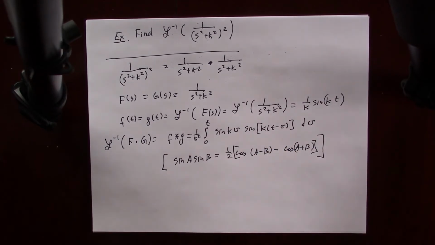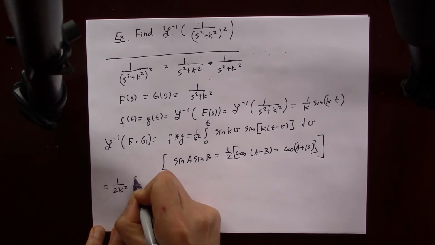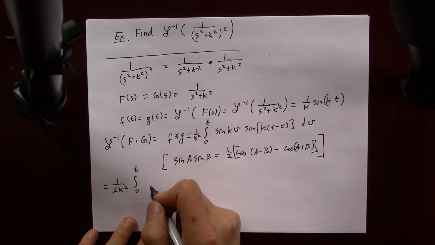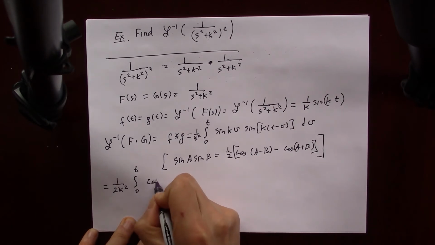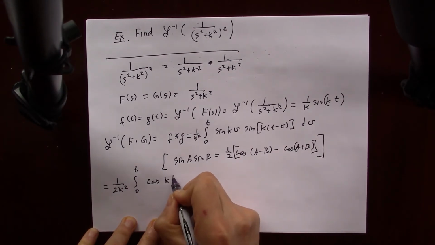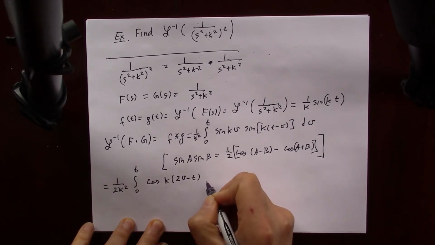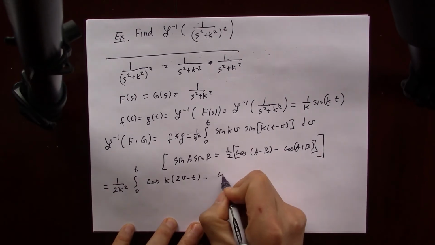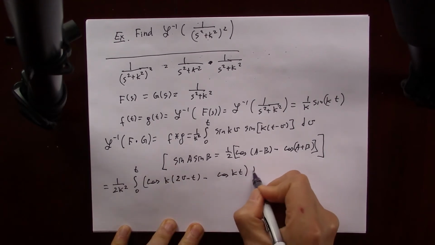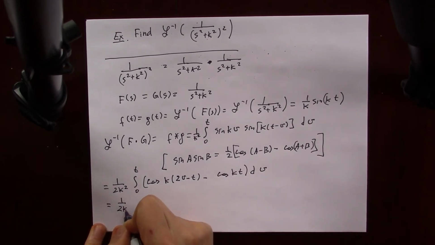So if we use that property, we're going to get 1 over 2k squared integral from 0 to t of the cosine of the difference. So we're going to get cosine of kv minus k(t minus v), which gives k times (2v minus t), minus cosine of the sum, cosine of kt, dv. So it equals 1 over 2k squared.